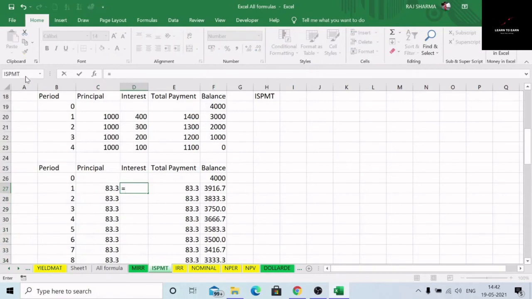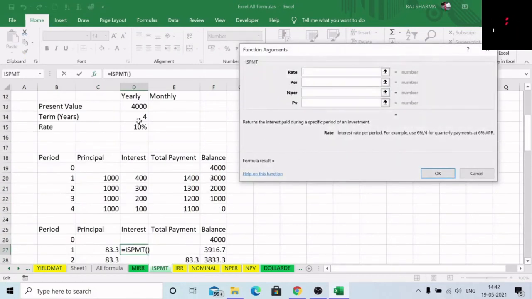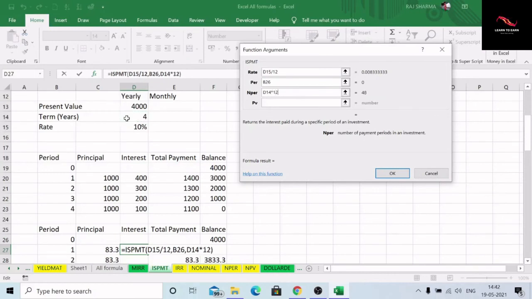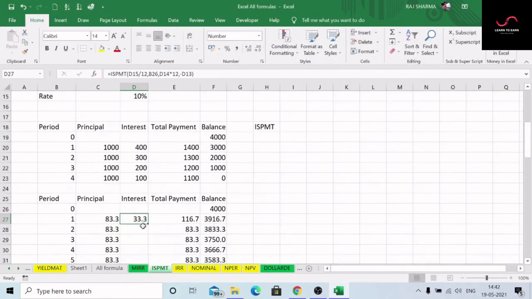Now we will work out the interest using this ISPMT formula. The rate is 10%, and we have to divide it by 12 because it is a monthly repayment. Then the period, we are going to work out for period 0. Total periods will be 4 into 12. And then the present value is 4,000, and we keep this present value in minus to get the interest in positive. So 33.3 rupees is the monthly interest for the 0 to 1 period on 4,000.